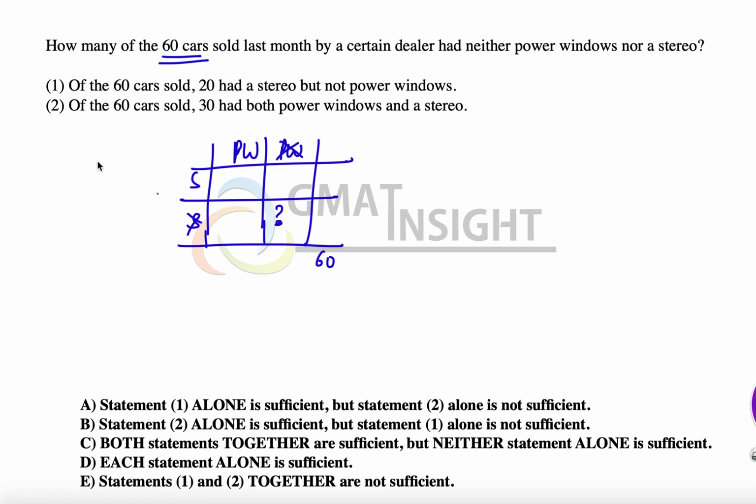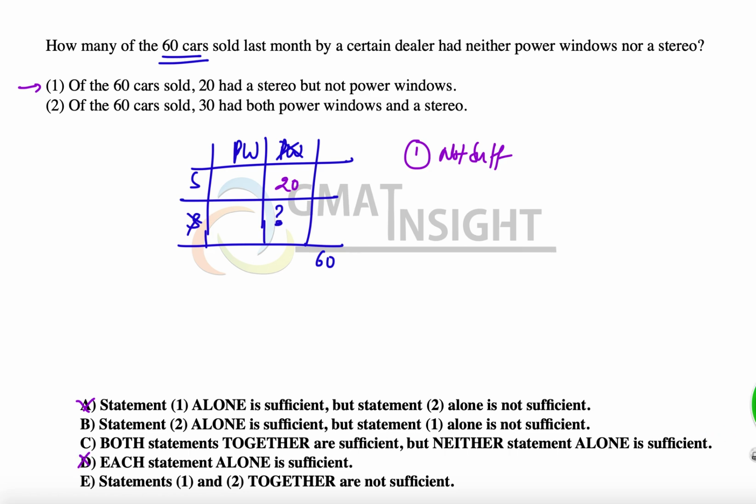Let's look at the first statement. The first statement says that of the 60 cars sold, 20 had a stereo but not the power windows. So the cars that have a stereo but not the power windows come here. That means we have a number 20 here. But with this 20, because we do not have the sum of this row or the sum of this column, we cannot proceed to find out what is needed. And therefore we say that the first statement alone will not be sufficient to answer the question, which eliminates options A and D for us.